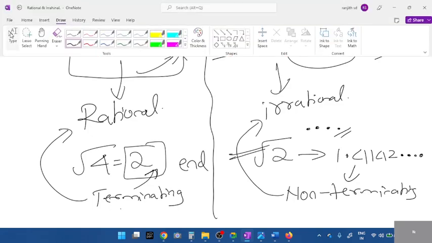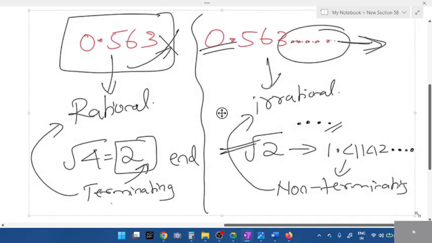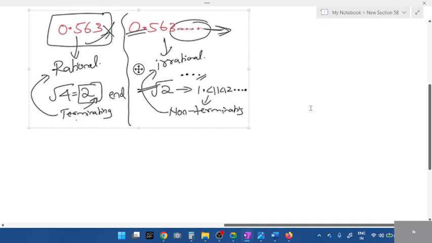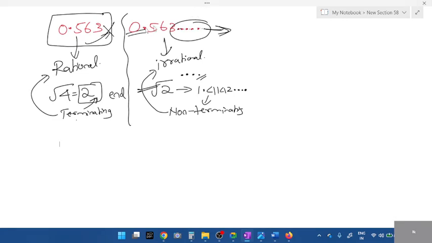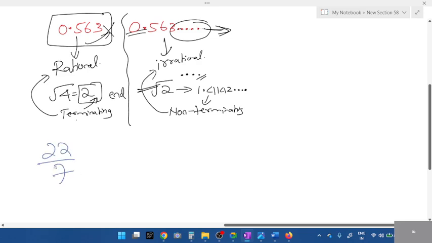Then along with this, you have two special numbers, pi and 22 by 7. See, 22 by 7, students. We don't need to check whether it is terminating or non-terminating. That is not the question here. Does it have a numerator and denominator? Isn't it represented in the form of p by q, one numerator and one denominator? Then it is a rational number. Remember, 22 by 7 is a rational number.